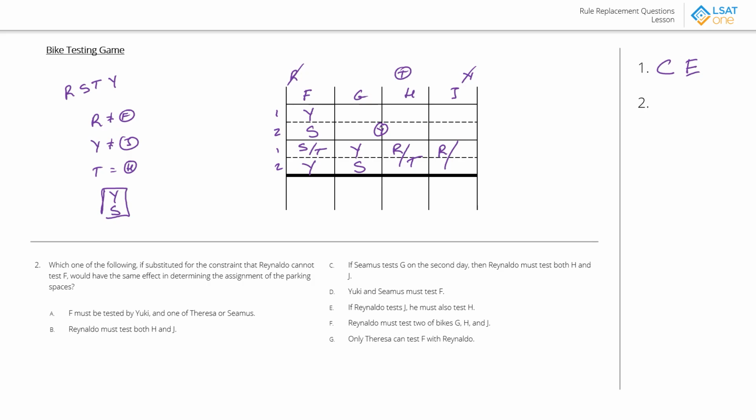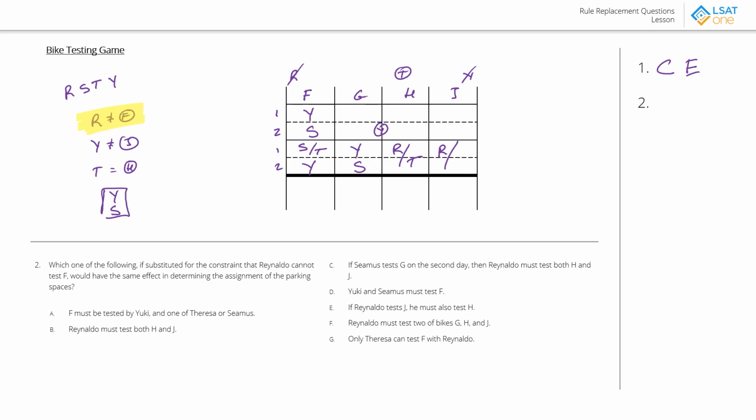All right, so question 2. Here we're being asked to replace this rule that says that R cannot test F. So now we're replacing this rule right here. Let's see what we can do. Answer choice A. F must be tested by Y and one of T or S.